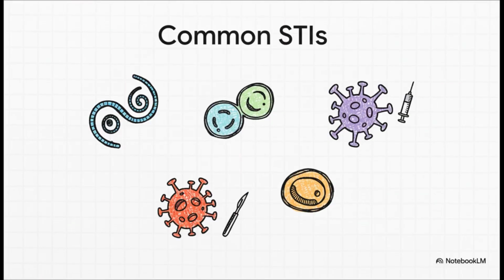Your textbook lists several common STIs you should know, like gonorrhea, syphilis, genital herpes, and of course HIV, which causes AIDS. Now, it's really important to remember that some of these, especially hepatitis B and HIV, can also be spread in other ways, like sharing needles, through blood transfusions, or from an infected mother to her baby. The good news is that, except for genital herpes, hepatitis B, and HIV, most of these are completely curable if you catch them early and get proper treatment.